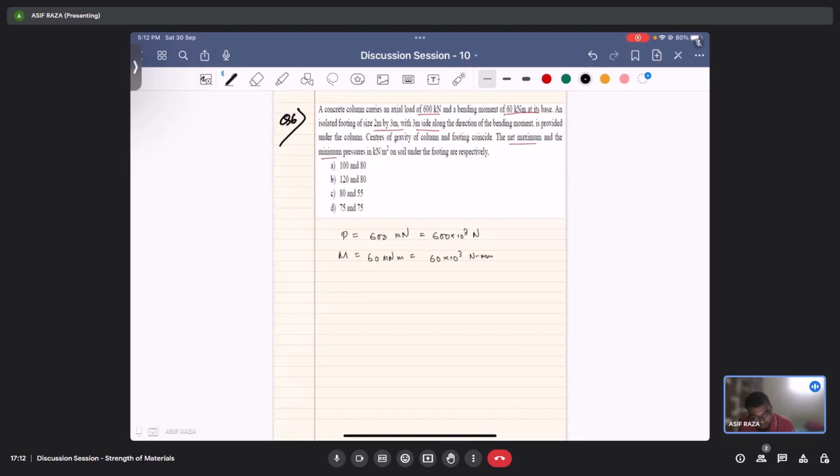An isolated footing of size 2 meter by 3 meter. So I can write area of this is 2000 times 3000, that is 6 into 10 power 6 millimeter square, with 3 meters side along the direction of the bending moment.